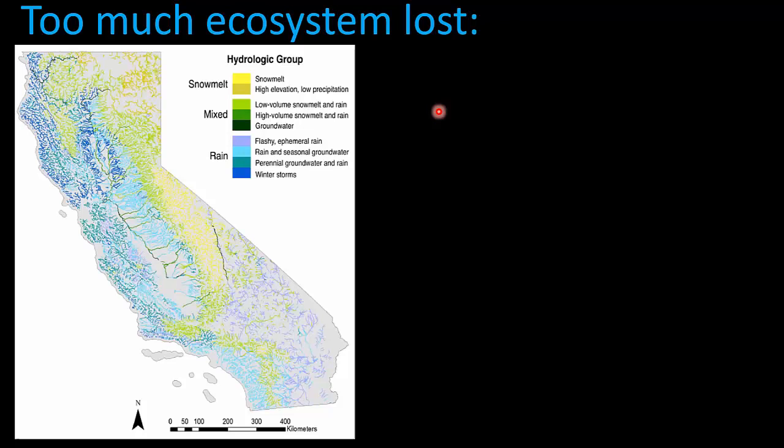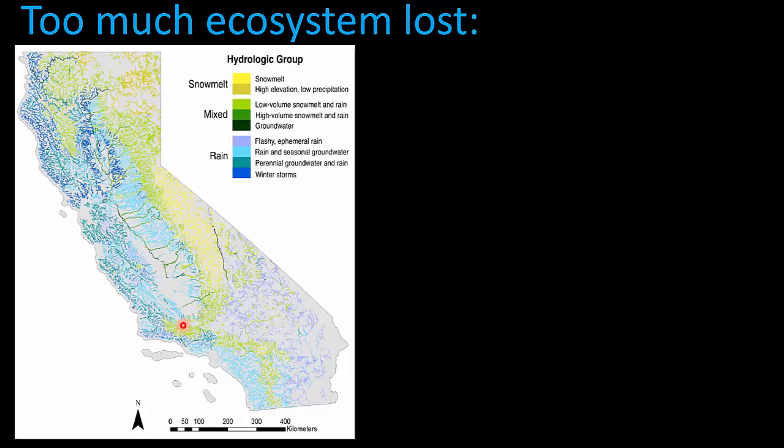What you're seeing here in this picture are the 9 natural stream flow classes of California. The fingerprints of how the rivers used to look in California. They were driven by snowmelt, by rain, and by snowmelt and rain together, which are these mixed flow regimes. And we're going to be talking about those later.